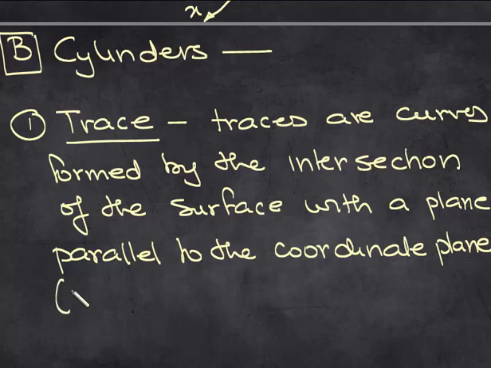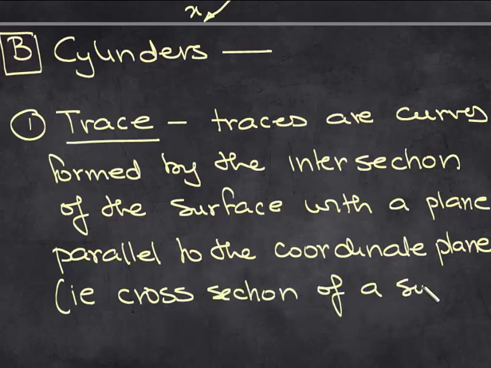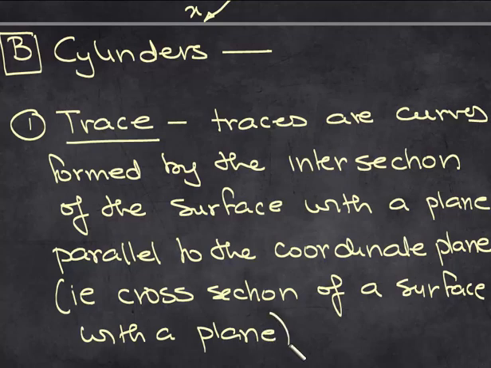Basically, in a nutshell, a trace is a cross section of a surface with a plane. How many coordinate planes do we have? We have 3, right? XY, YZ, and XZ. We have 3 coordinate planes. So this is what a trace looks like.